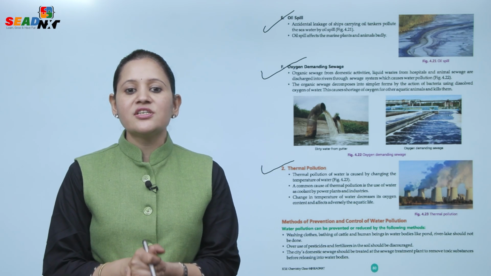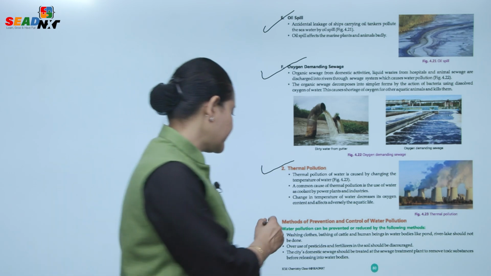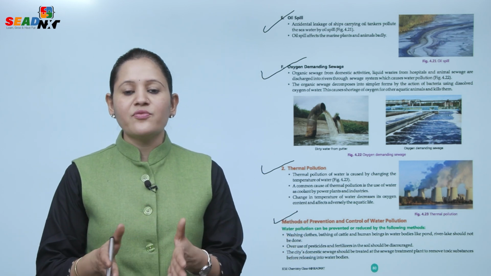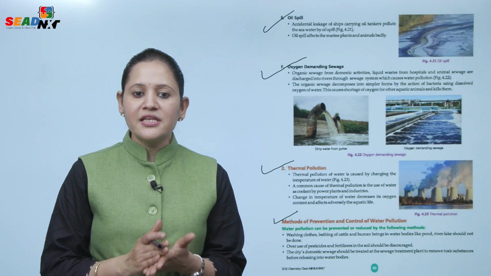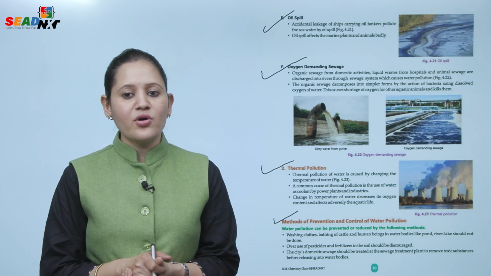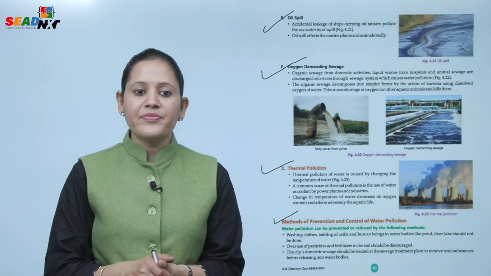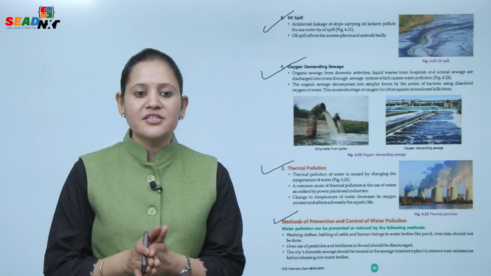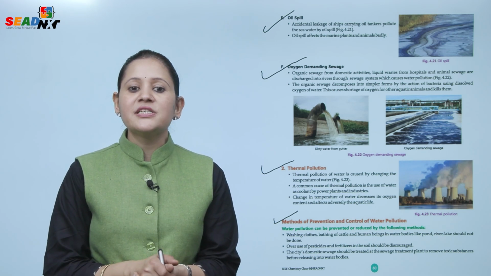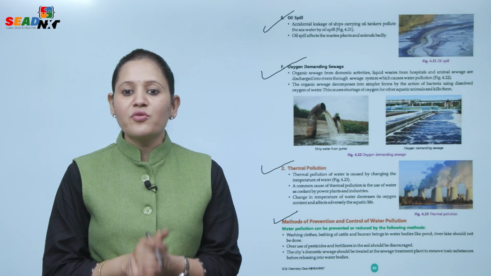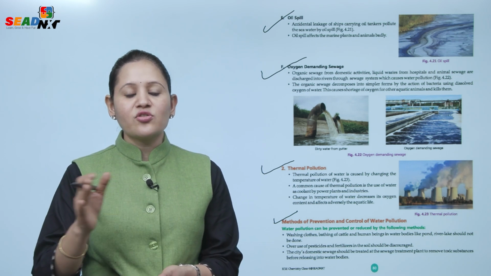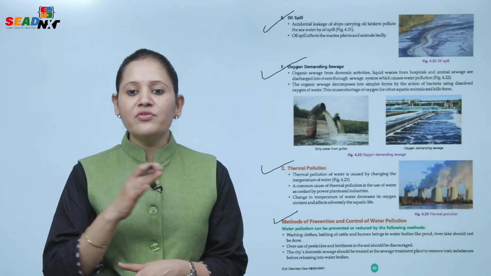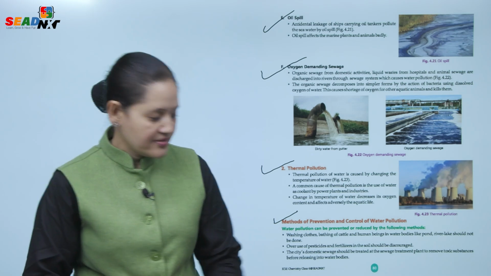Next is methods of prevention and control of water pollution. Water pollution can be prevented or reduced by the following methods. Washing clothes and bathing cattle and human beings in water bodies like ponds, rivers, and lakes should not be done. Overuse of pesticides and fertilizers in the soil should be discouraged. The city's domestic sewage should be treated at the sewage treatment plant to remove toxic substances before releasing into the water bodies. So before releasing into water bodies, we should treat it and remove the poisonous and harmful substances from it.